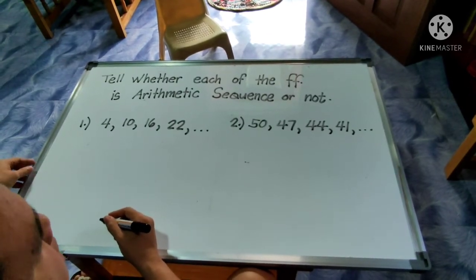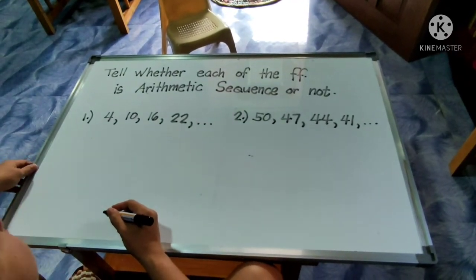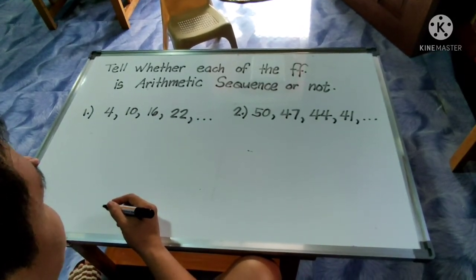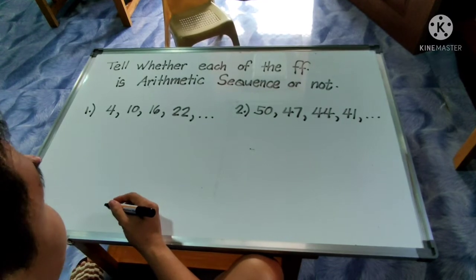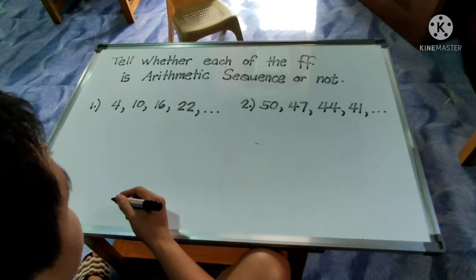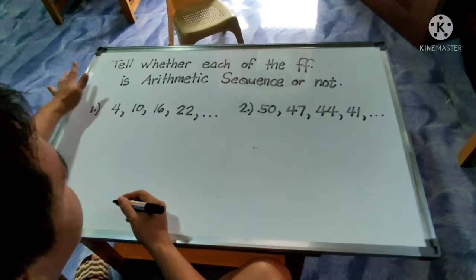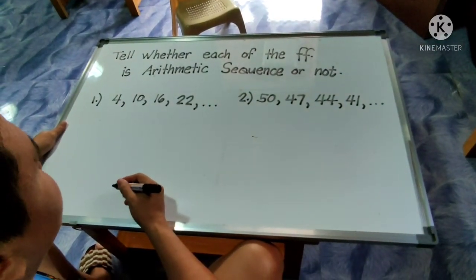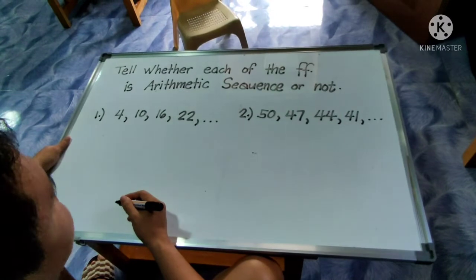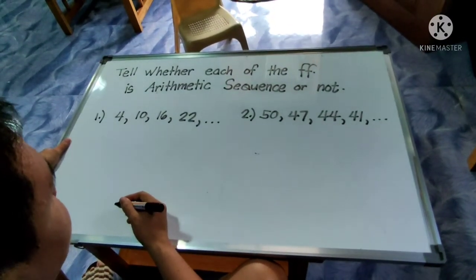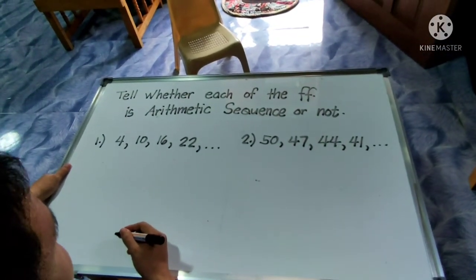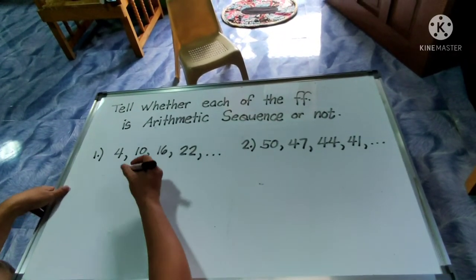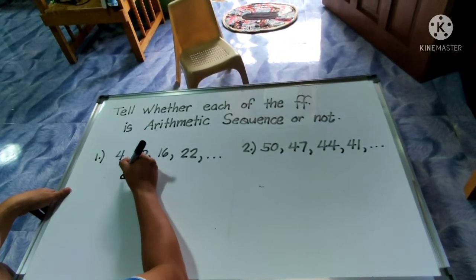And how can we get the common difference? Very simple. You are going to subtract the preceding term from the present term. Let's take this task for example. Tell whether each of the following is an arithmetic sequence or not. To be able to tell whether it's arithmetic or not, we need to get the differences. Let's start with the first difference.